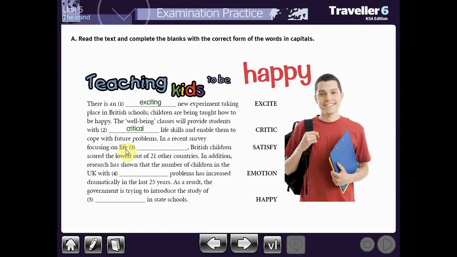Focusing on life, British children scored the lowest out of 21 other countries.